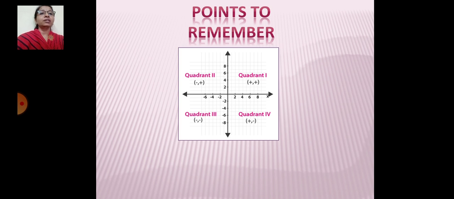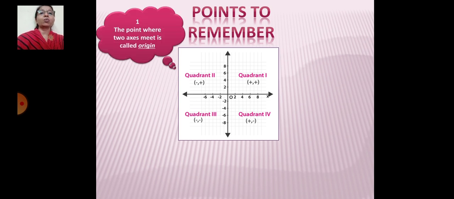Also we have seen the different signs in different quadrants. For example, in first quadrant both x coordinate and y coordinate are positive. In second quadrant x is negative, y positive. In third quadrant both negative, and in fourth quadrant x positive, y negative. Right? And the point where these two lines meet each other is denoted by letter O. Now let us see some more important points.